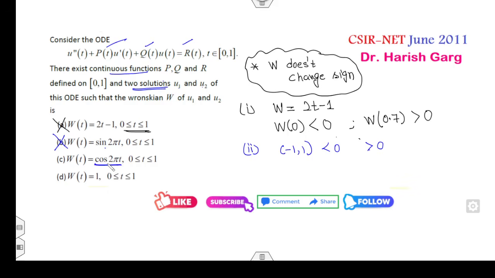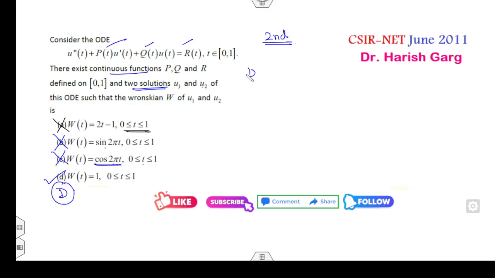Cos, again cos lies between -1 to +1. So again they change the sign, which is not possible. The right option is D, the right answer, because it is always a positive number. Second method.